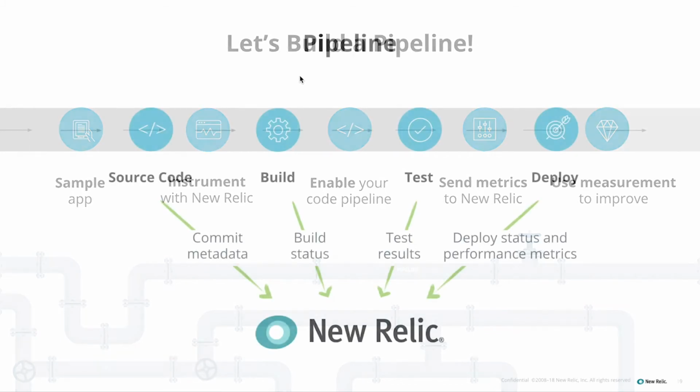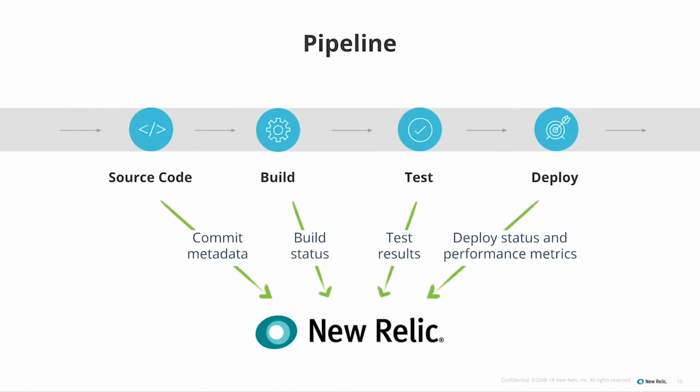So with your pipeline, we're going to take things like the source code. So we're going to collect data like the commit metadata, the build status.